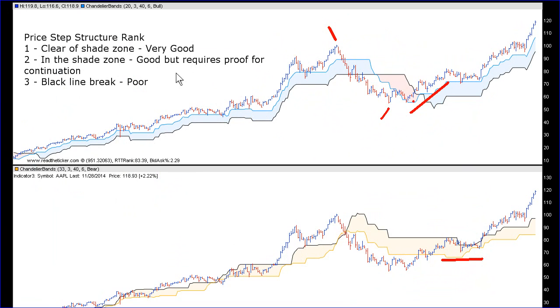So that's pretty much a quick overview of understanding the steps and guiding through the architecture of stepping action. You want to grade your price action and steps, whether it's in a very strong or it's in a challenge mode and requires proof that the continuation is going to happen.